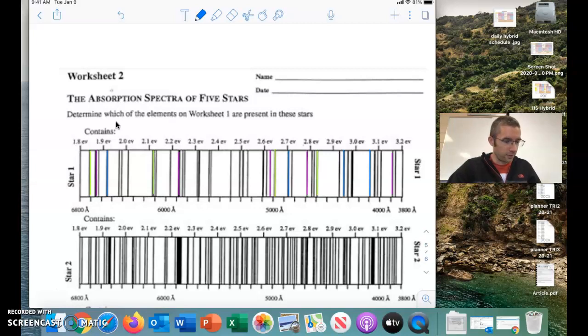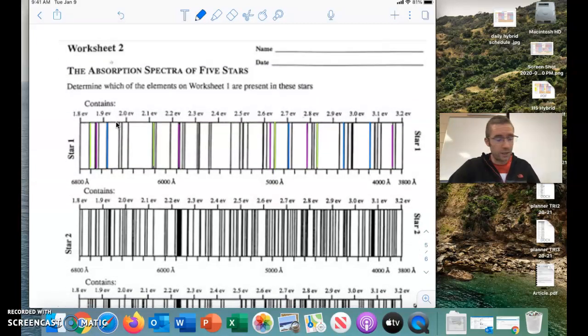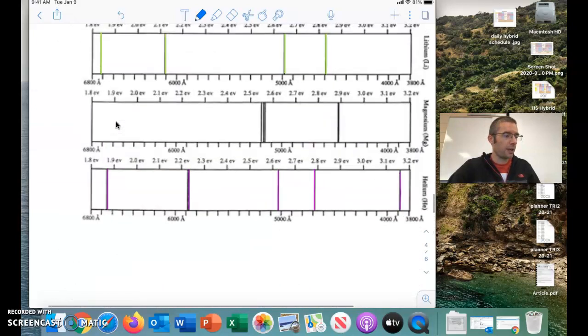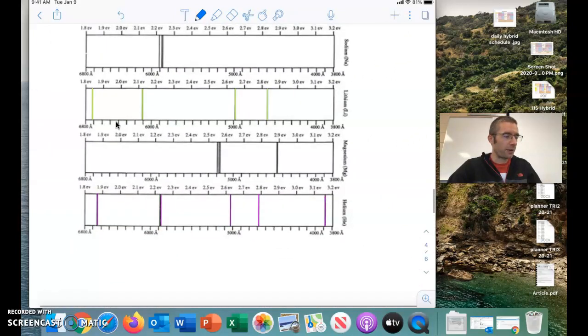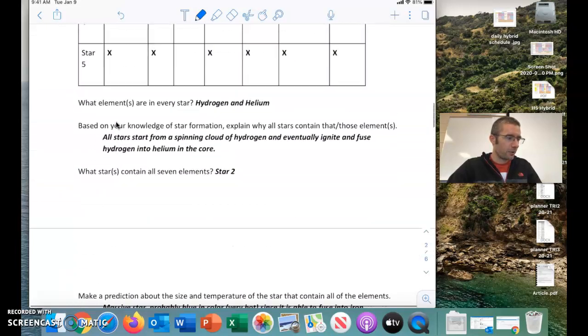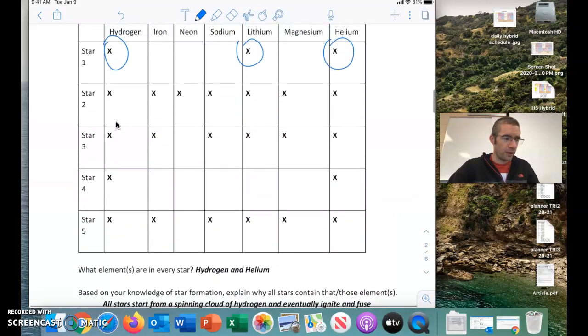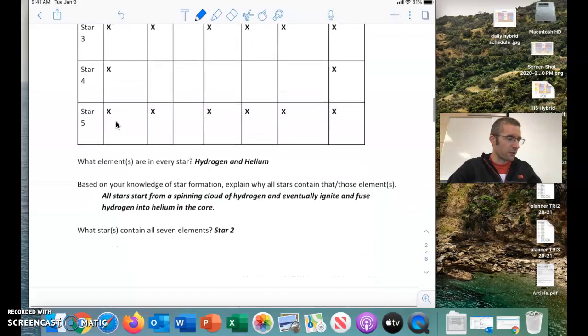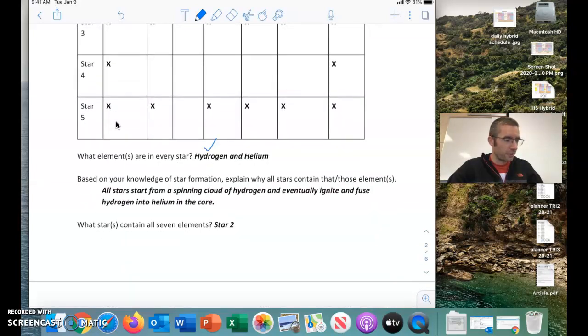All right, obviously some stars have more lines than others, and they have more elements than others. Okay, so that's the process. All right, so that's where we're at with this. Based on the other questions, it's asking you what elements are in every single star. Hopefully you found that hydrogen and helium are in every single star.